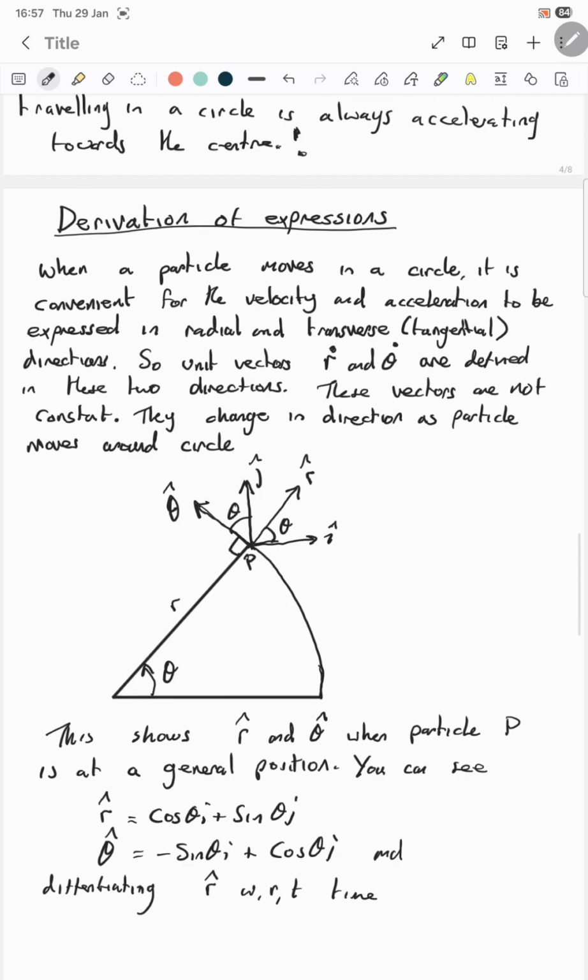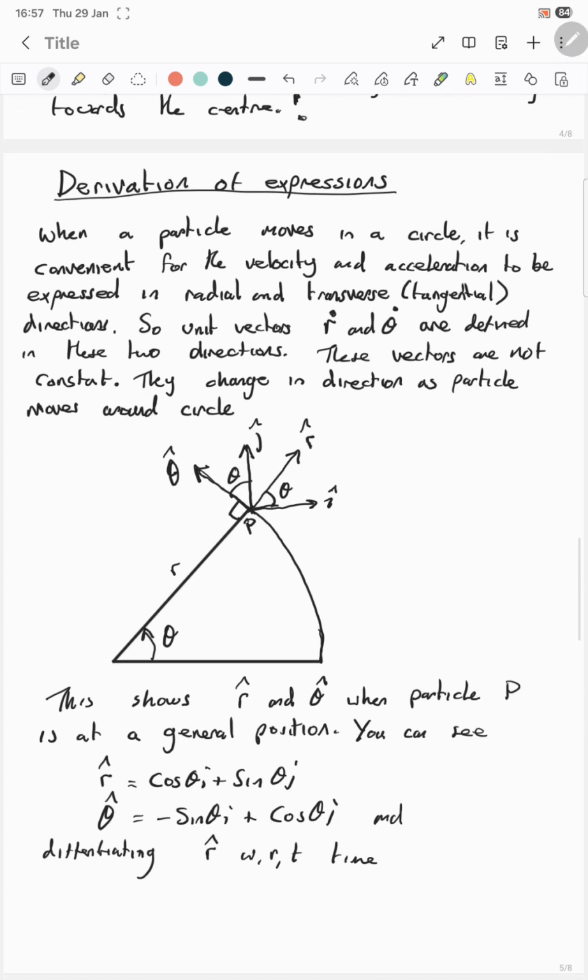Now here's a derivation of some of the expressions. When a particle moves in a circle, it is convenient for the velocity and acceleration to be expressed in radial and transverse, i.e. tangential, directions. So the unit vectors r hat and theta hat are defined in these two directions. The vectors are not constant. They change in direction as the particle moves around the circle, which is given here. And this shows r hat and theta hat when particle P is at a general position.